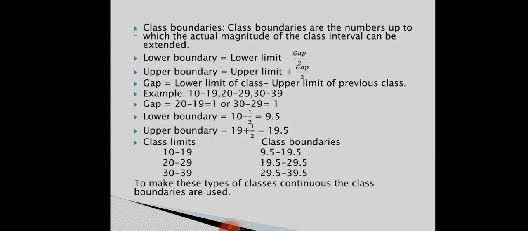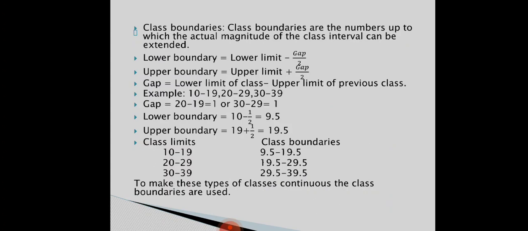Class boundaries. The class boundaries are the numbers up to which the actual magnitude of the class interval can be extended. Lower boundary is equal to lower limit minus gap upon 2, and upper boundary is equal to upper limit plus gap upon 2. Here gap is equal to the lower limit of a class minus the upper limit of the previous class.